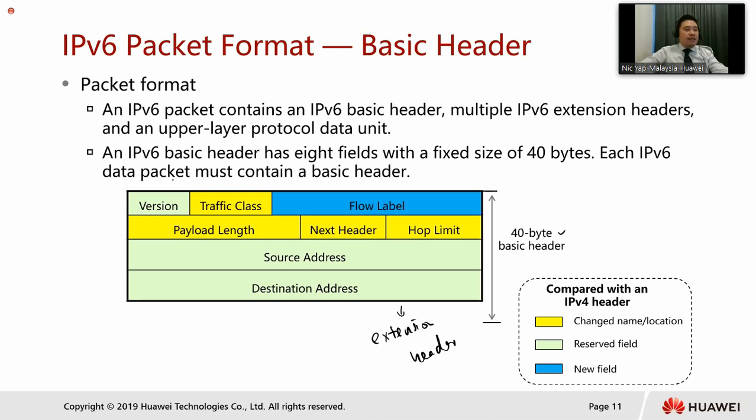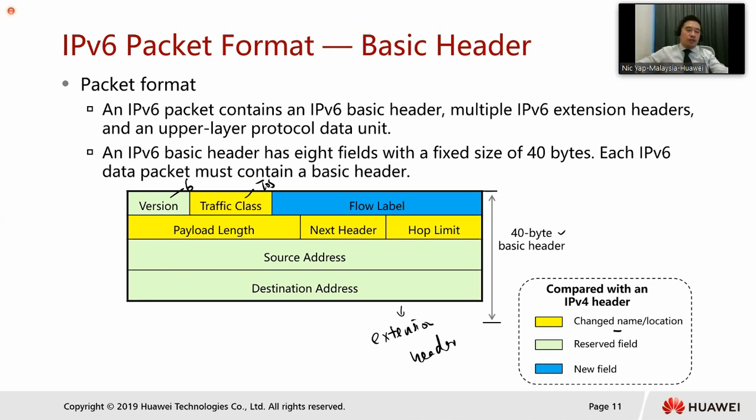So from here, inside the basic header, we have a version. This version is version 6, either version 4 or version 6. The traffic class will be just like the type of service compared to IPv4. They just changed the name and set a different location. The traffic class is just 8 bits long. It is similar to the type of service in IPv4.